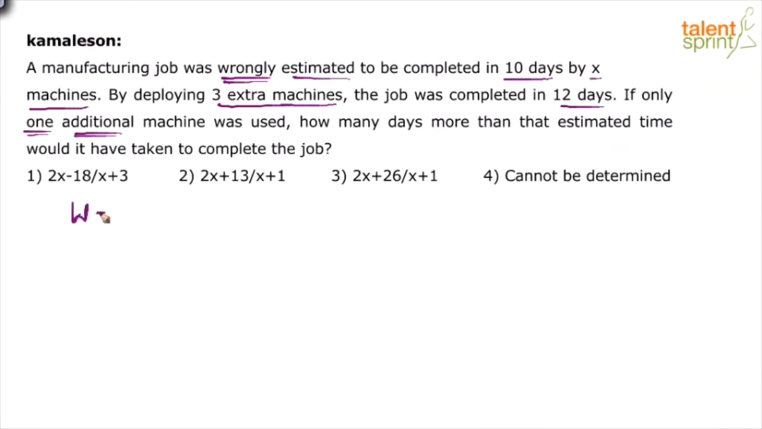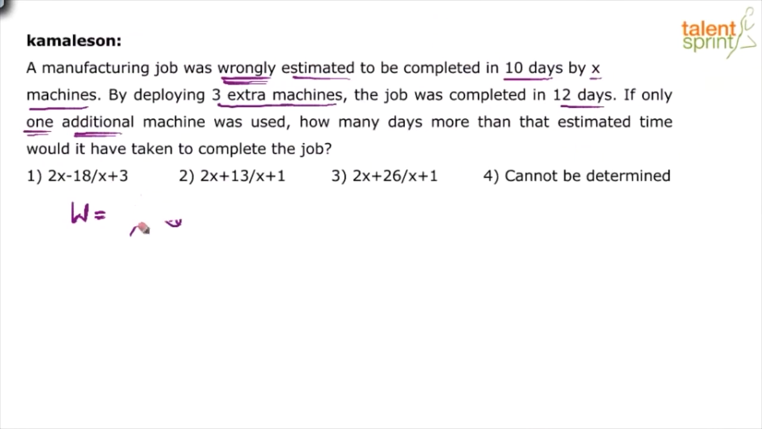Now understand, what is total work? Total work, like we have discussed in the video, is number of persons into number of days. In this case, person is nothing but a machine. So number of machines doing the work into the number of days for which they work. Now you cannot say total work is 10 into X. This would be wrong because it was a wrong estimation. Remember, that actually the work cannot be completed in 10 days by X machines, right? So you cannot say work is equal to 10 into X.